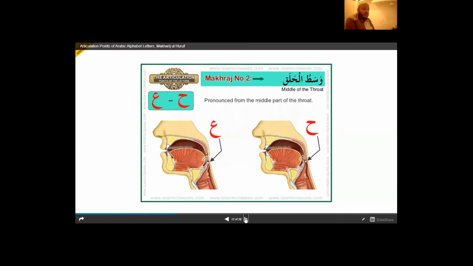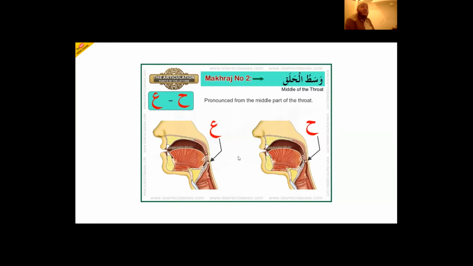The letters ha and ain both make a vibrating sound. Ain almost sounds like you got something stuck down your throat, like when you're trying to take something out of your mouth, like you're trying to vomit, shall I say? It sounds completely different to the alif.